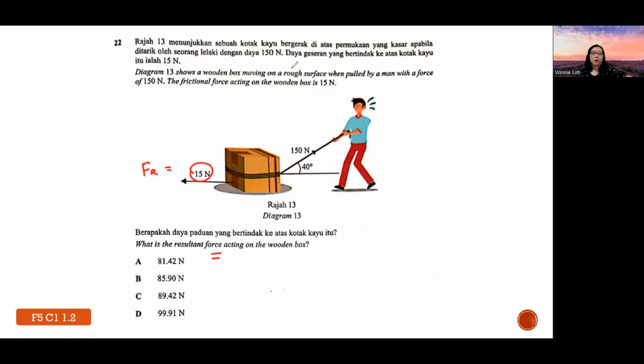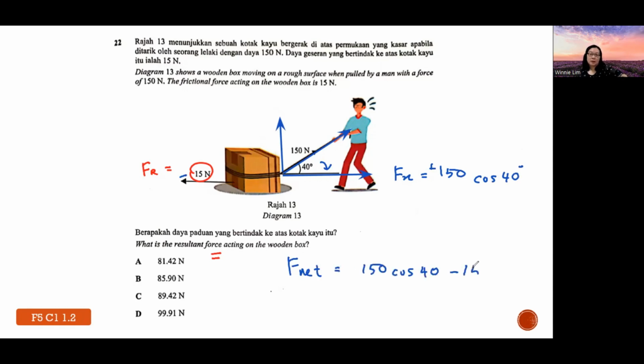Now you have a pulling force here. Generally you can resolve this force into the x component and y component, and we only focus on the Fx. Since the angle is touching, it's actually 150 cos 40. You can get the relationship of whether it is cos or sine using trigonometry, by completing the right angle. Then Fr and Fx are basically in opposite directions, so you need to denote one direction as positive and the other as negative. So your resultant force F net for this case will be 150 cos 40 minus 15.